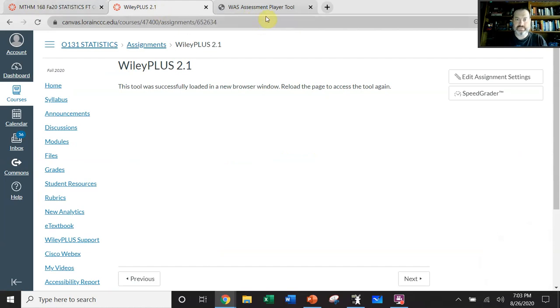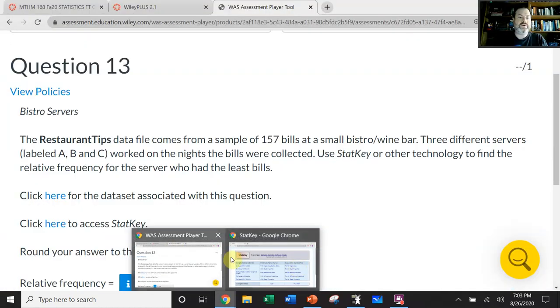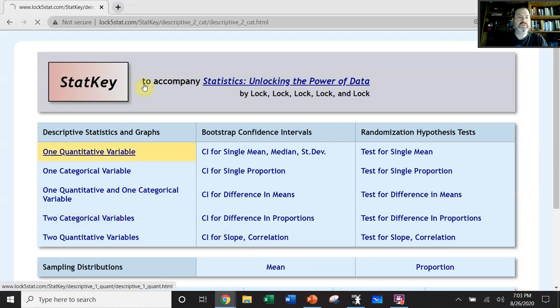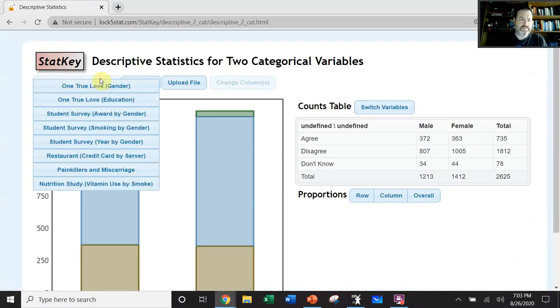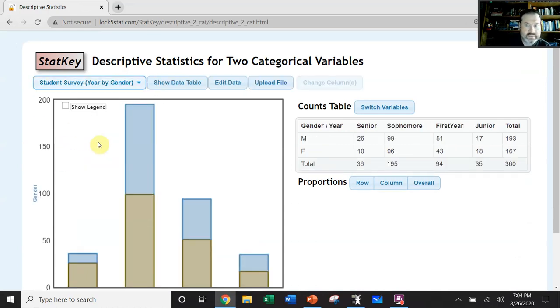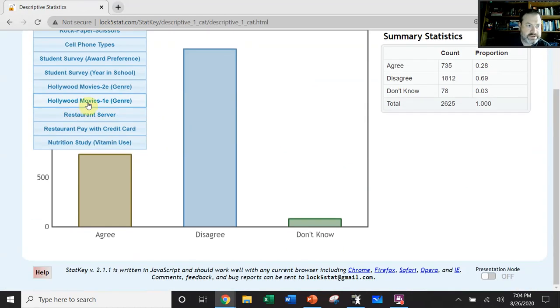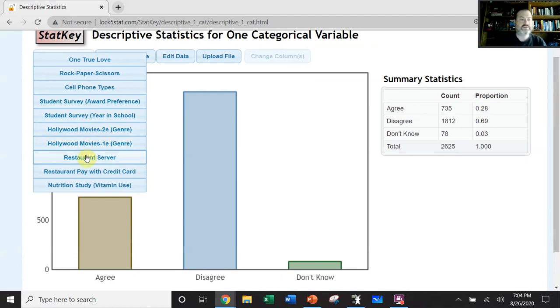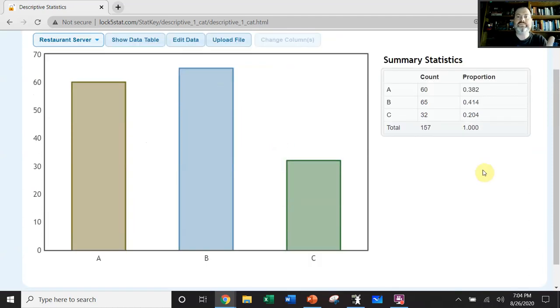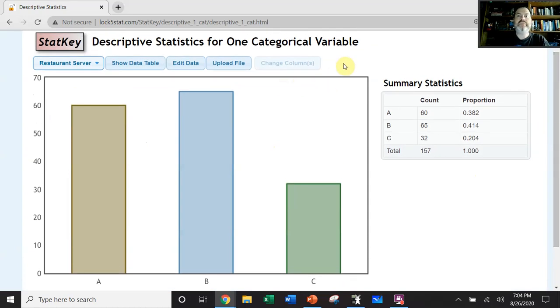That means, oh wait, where'd my StatKey go? That means you have to click on 2 categorical variables, right? So we're doing restaurants. Where'd it go? Oh, I lost it. We're doing restaurants. Restaurant server, here it is. Right, so even though server is a variable, we're treating the servers as a case just for this homework problem. So it is in one categorical variable. That's why I'm going over it. This problem gives people trouble. It gave me trouble.